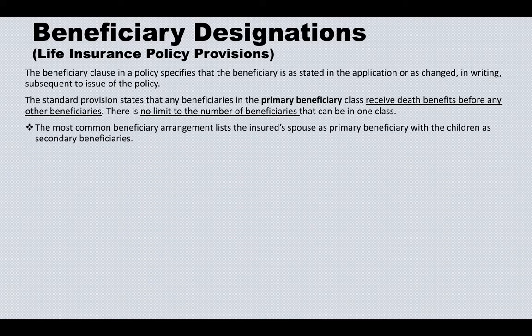The most common beneficiary arrangement is to list the insured's spouse as the primary beneficiary with the children as secondary beneficiaries. This actually comes into play if you are very, very wealthy. It is very important to set it up this way because you have an unlimited marital deduction. So it is important for you to do that because you will not be subject to the estate tax.